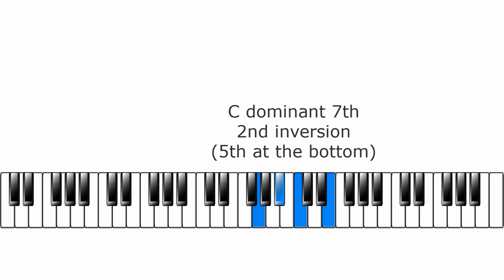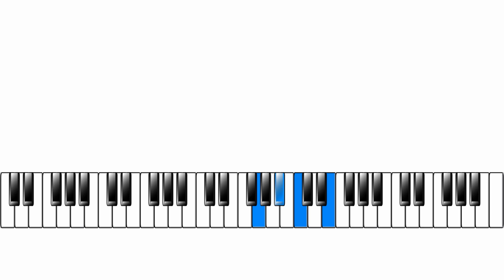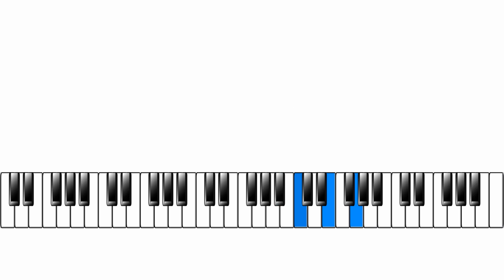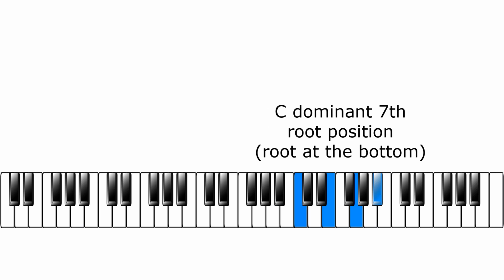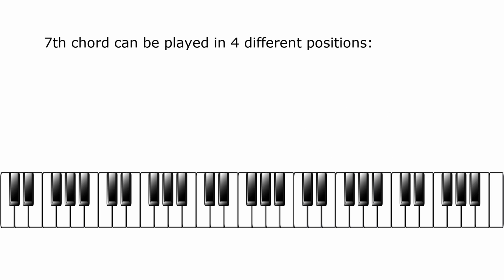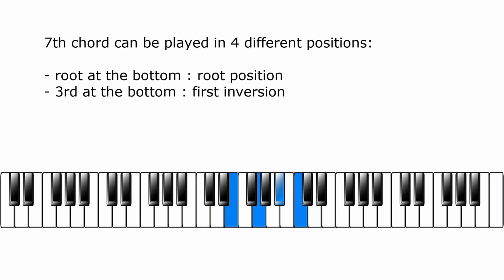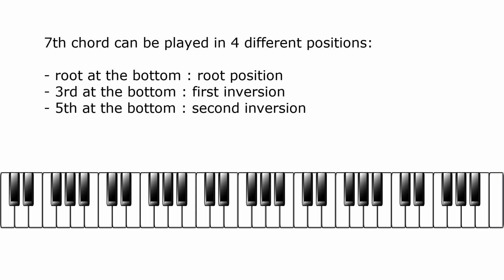And look what happens if we now move the 5th an octave up. We are still not back in root position. This is the third inversion. Only now when we move the minor 7th an octave up, I'm back in root position but 1 octave higher. That means that a 7th chord has 4 different positions: root position, first inversion, second inversion and third inversion. And of course I can do that with any 7th chord.